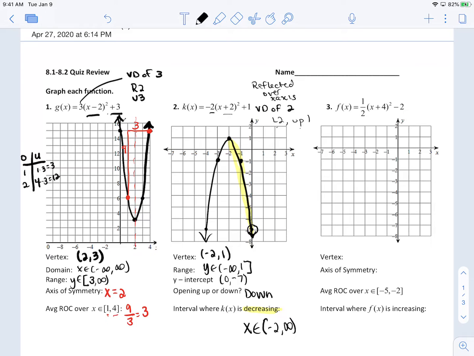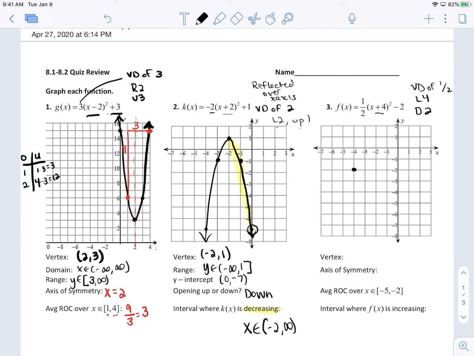All right, next one. Again, we're going to graph it. It has a vertical dilation of 1/2. That's that 1/2 out front. Left 4, down 2. Okay? So I'm going to go left 4, down 2, and plot my vertex.